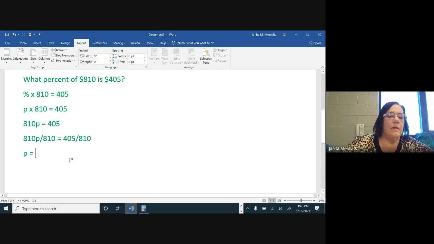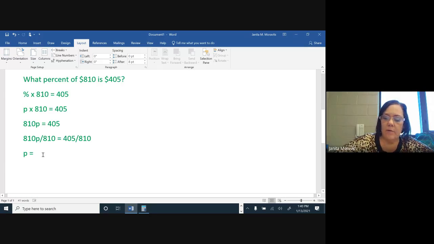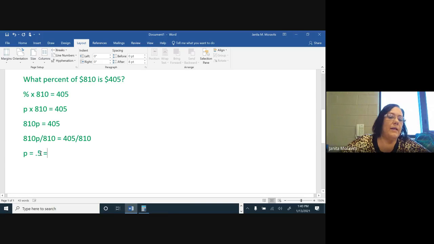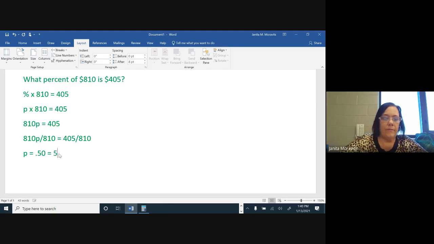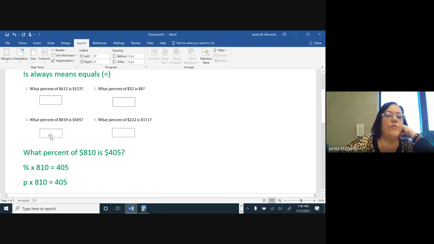All right. So let's get our calculator. Let's clear it out. I'm going to say 405 divided by 810. And we come up with 0.5. So P equals 0.5. Now, remember that you have to move your decimal 2 places to the right. So if you need to remind yourself by putting a 0 here, you can do that because you're going to go 1, 2, and that is equal to 50%. So that's what you would put in your answer for number 3.